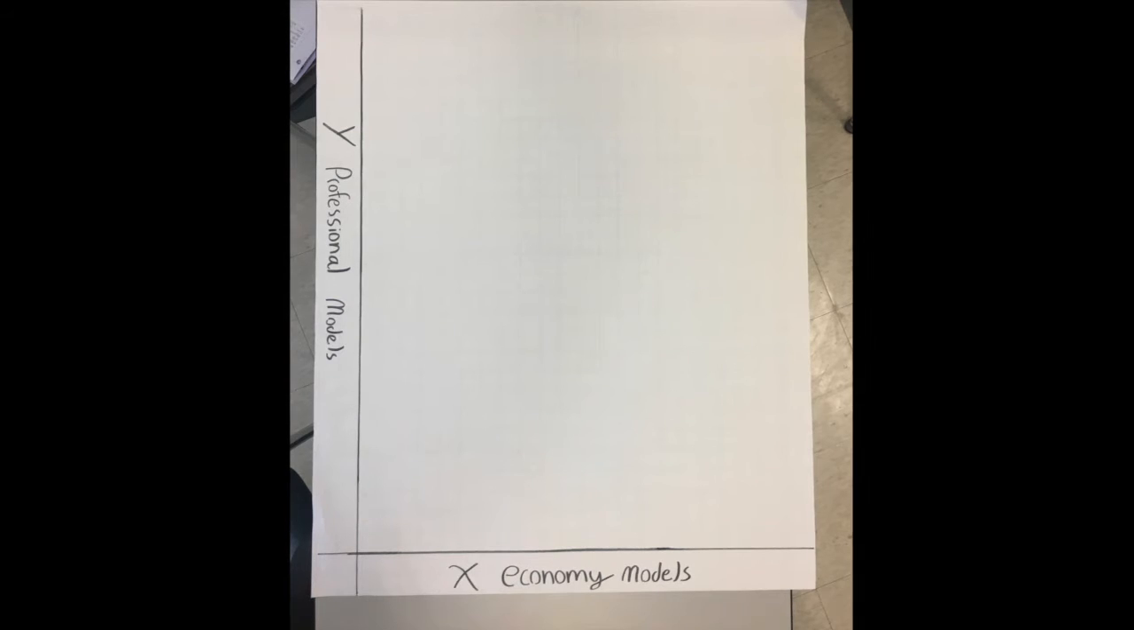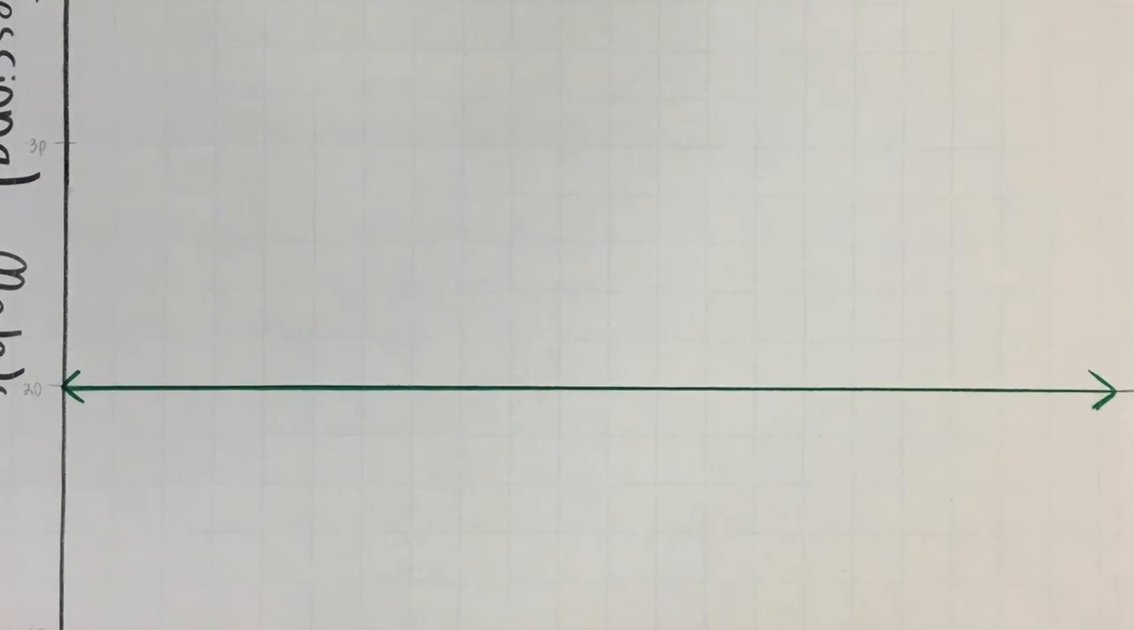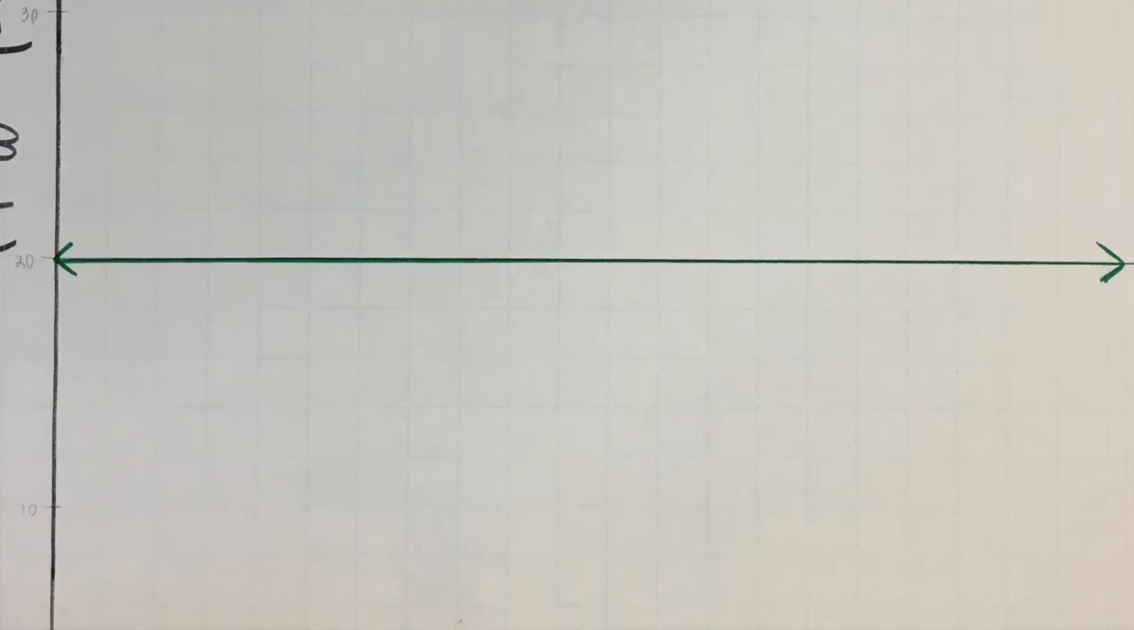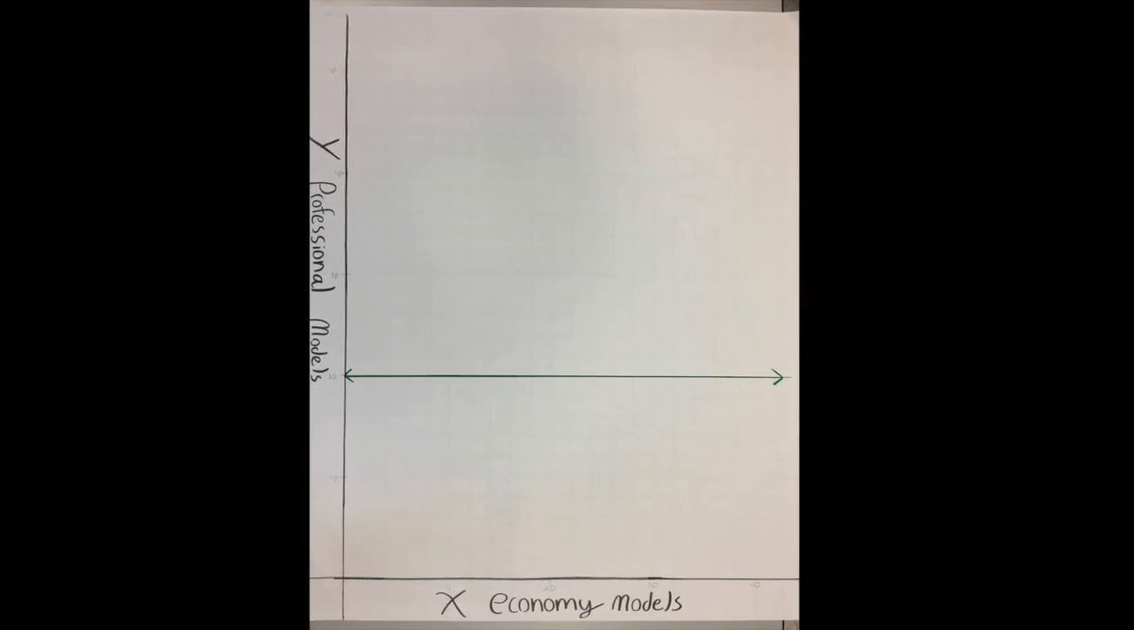Now it's time to graph our constraints. First thing we have to do is label our axes. Just like we labeled our variables before, we're going to label X as our economy models and Y as our professional models. Now we're going to graph our first constraint, which is Y is less than or equal to 20. This means we just have a slope of 0 at a y-intercept of 20.